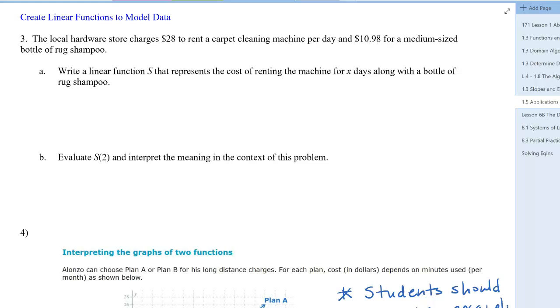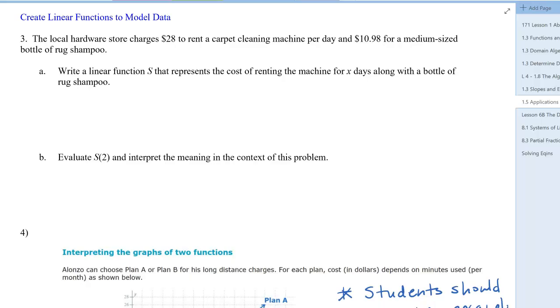Another application of linear functions is using linear equations to model real-life situations. So we see an example here in example 3. The local hardware store charges $28 to rent a carpet cleaning machine per day and $10.98 for a medium-sized bottle of rug shampoo. What we're asked to do is write a linear function S that represents the cost of renting the machine for X days, along with a bottle of rug shampoo.